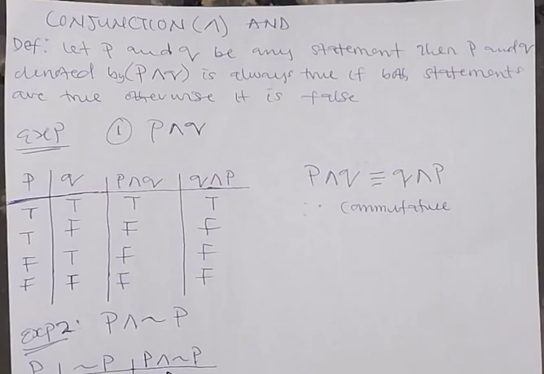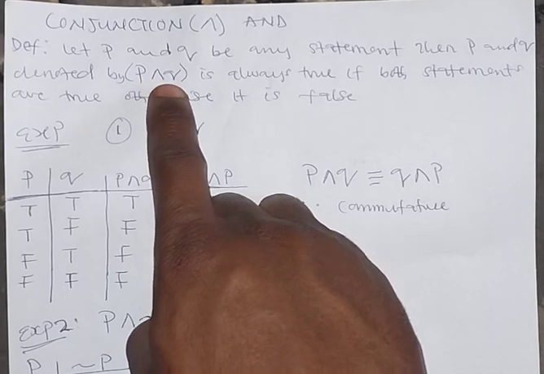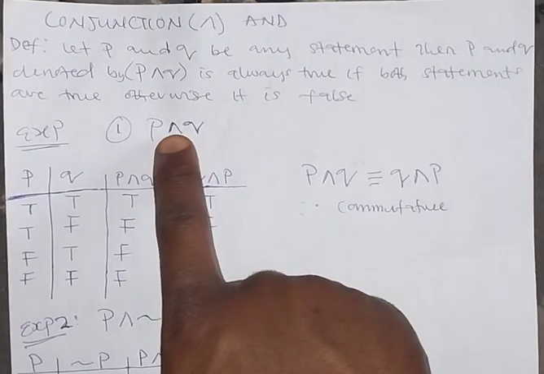In this video, we are going to go over conjunction, which is also called an AND statement. Let's take a definition. Let P and Q be any statements, then P and Q, denoted by P ∧ Q, is always true if both statements, that is P and Q, are true. Otherwise, it is false. So now let's take this example.